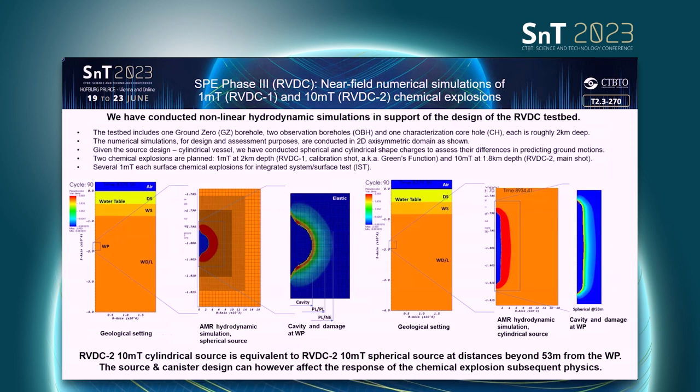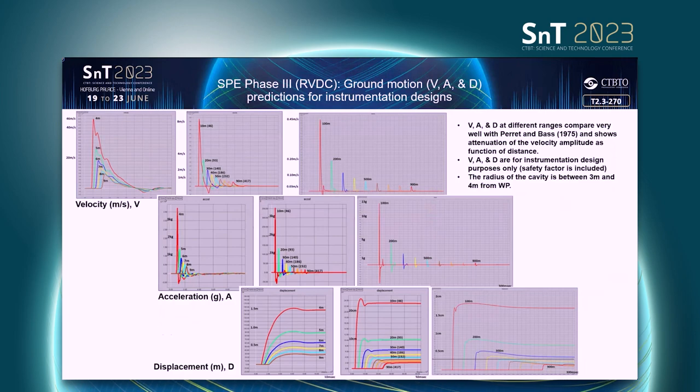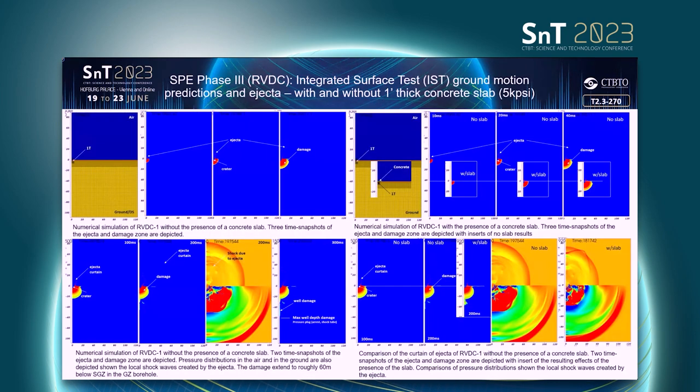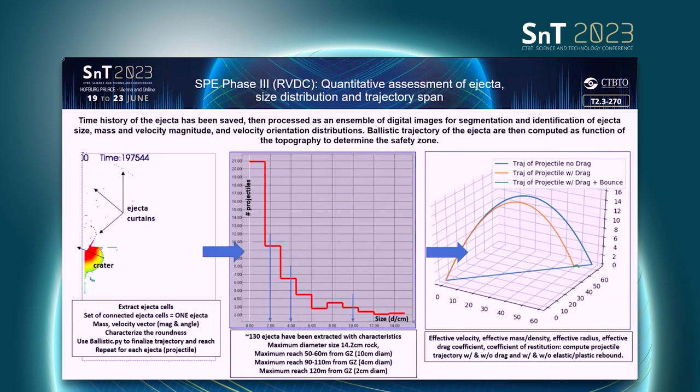So the rest is really numerical simulation of different conditions for the SPE phase 3, and putting them there for all the audience, so you can see them when you have time. We also looked at how the ejecta can move far away for the surface shots. So we need to create an exclusion zone, and the ejecta will determine where the exclusion zone is.